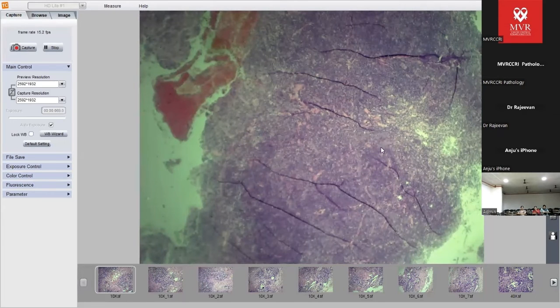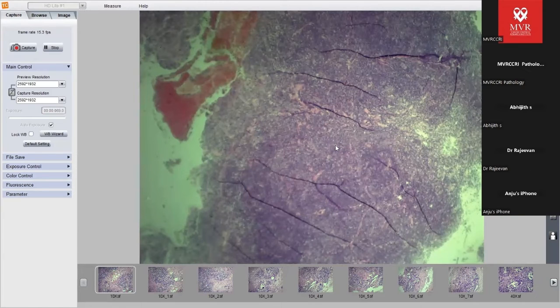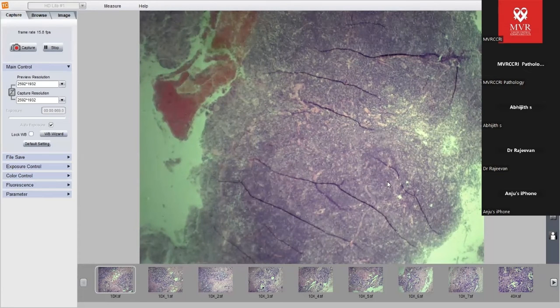Are you able to appreciate the nodules? Vague nodules. If you're having any doubt, you always dim your light. That will help you to identify these nodules more clearly. There are these vague nodules. There are some cells out here which are quite larger than the rest of the cells.